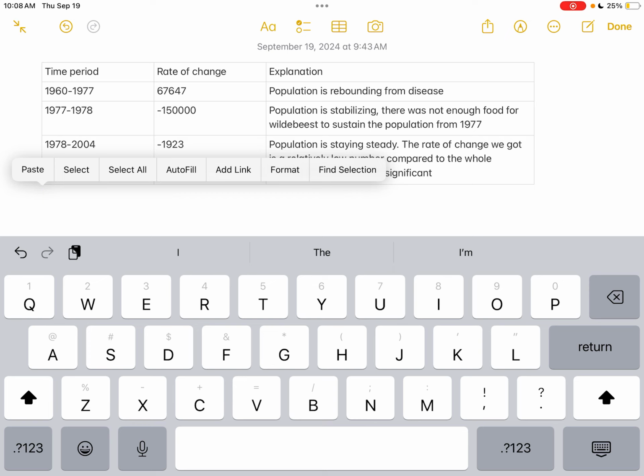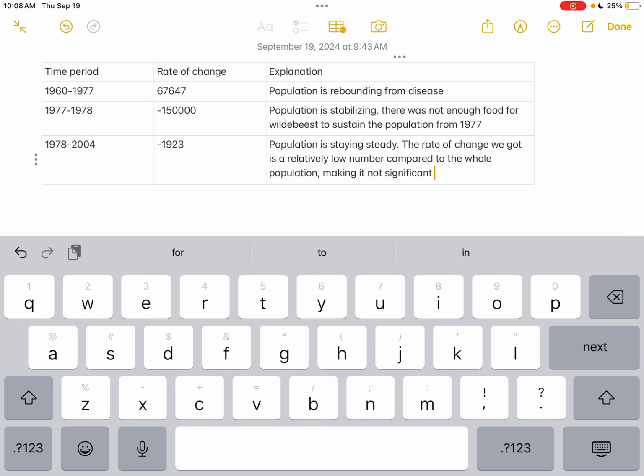Then lastly, 1978 to 2004. Why do we have a slight decrease? The book didn't tell you. We had that slight decrease because it's just a part of life. The population, we can say, stayed pretty stable, around the same. 2,000 wildebeest compared to 1,500,000 wildebeest is nothing.